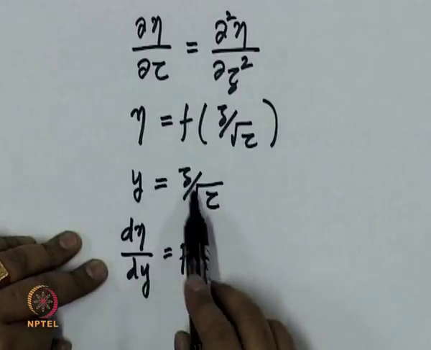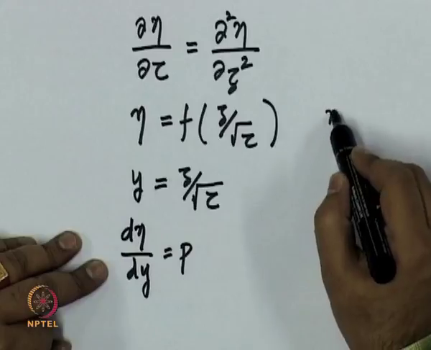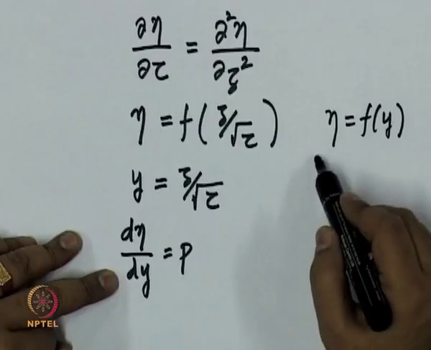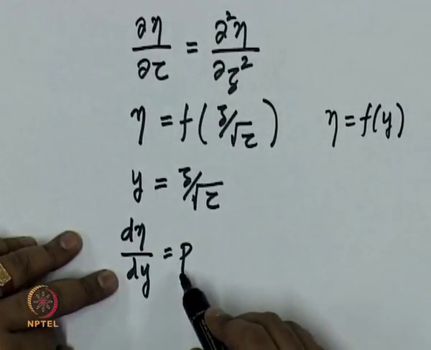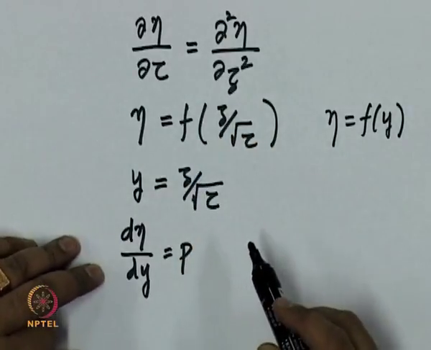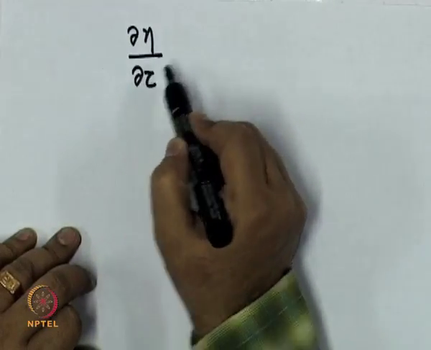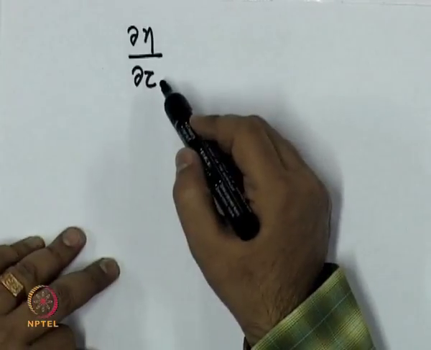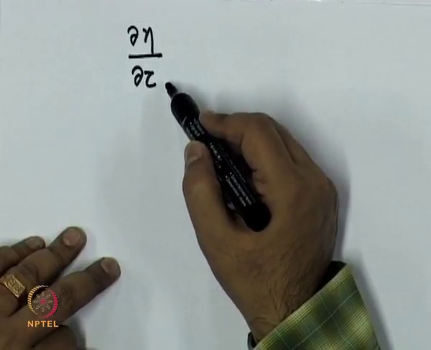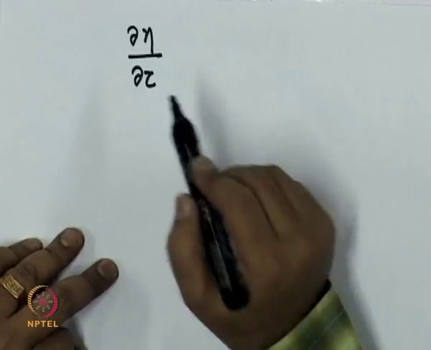So, I am going to say y is z by root τ. In other words, we are saying that η is equal to a function of y, and dη/dy we are going to call p. Now, let us take ∂η/∂τ and try to find out what it is. What does ∂η/∂τ mean? The partial derivative means that the other variable that you have, namely z, you are going to keep as a constant.